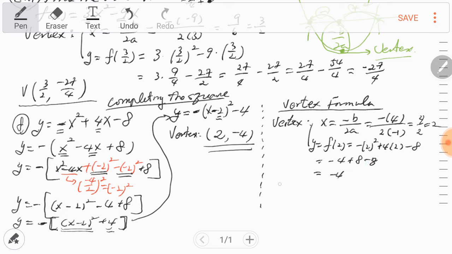So the vertex is what? The x value is 2, y is negative 4. So this is the same as the one that we found earlier. So that is the vertex. When you write a vertex or point, you can write a capital letter V and then parenthesis, the ordered pair.